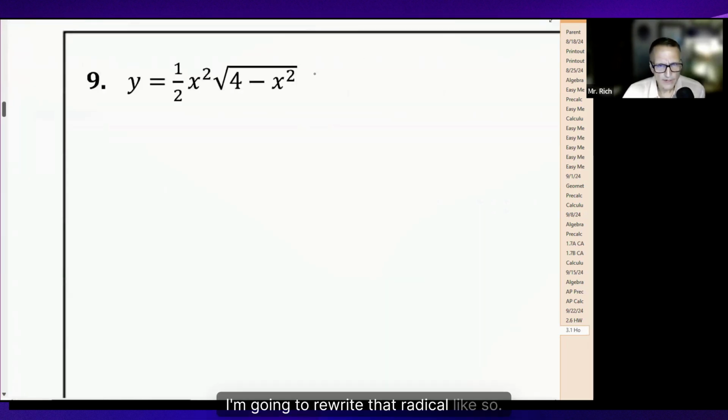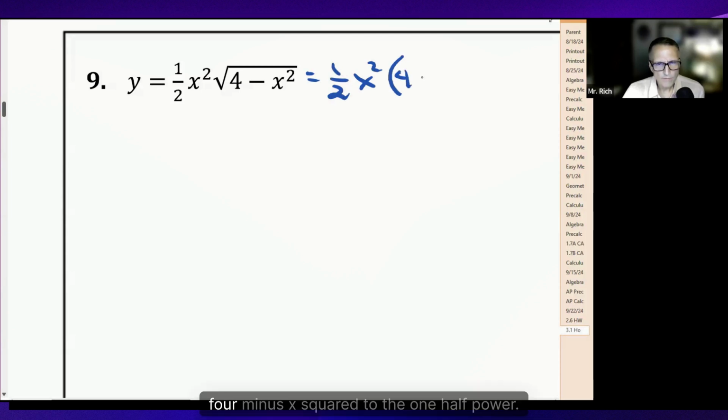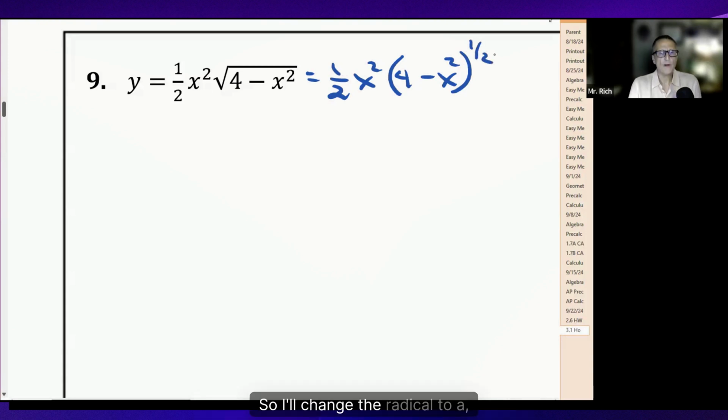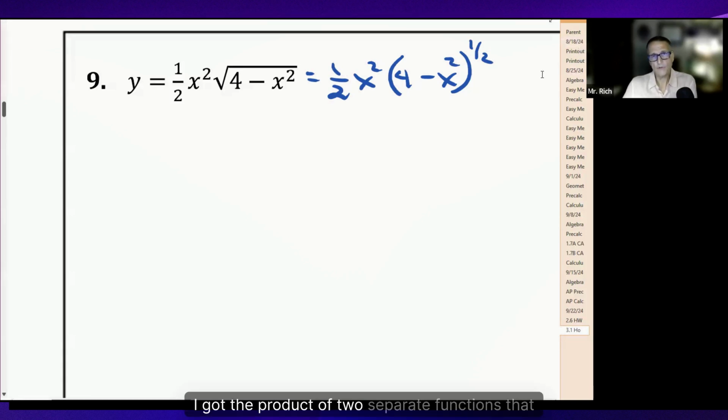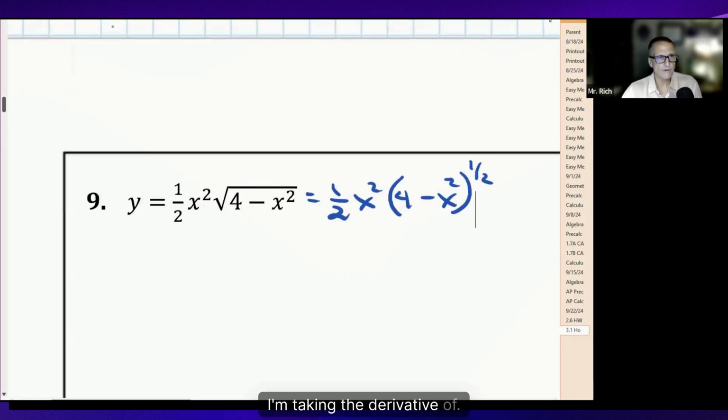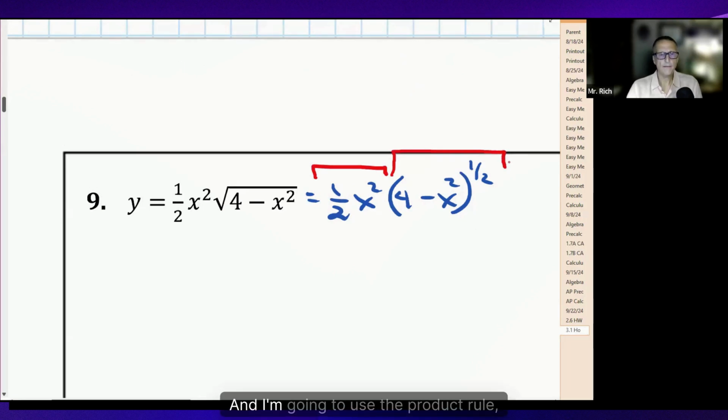I'm going to rewrite that radical like so. I'm going to do 1/2 x squared times (4 minus x squared) to the 1/2 power. So I'll change the radical to a rational exponent. But this requires me to realize, hey, I've got the product of two separate functions that I'm taking the derivative of. So therefore, it is a product rule. That's my first part of the product. That's my second part. And I'm going to use the product rule, which I'll write like this.